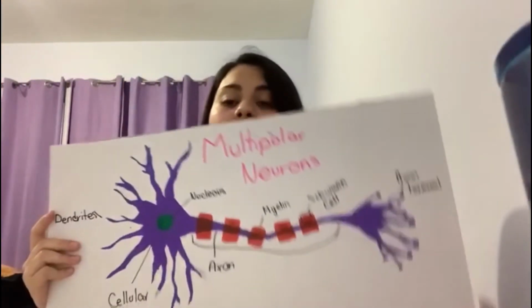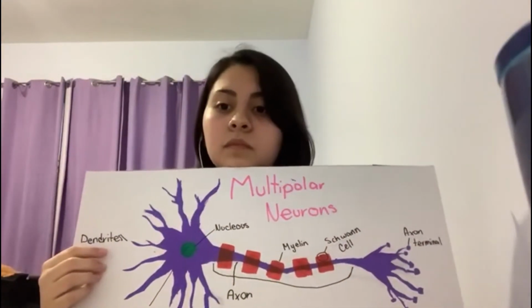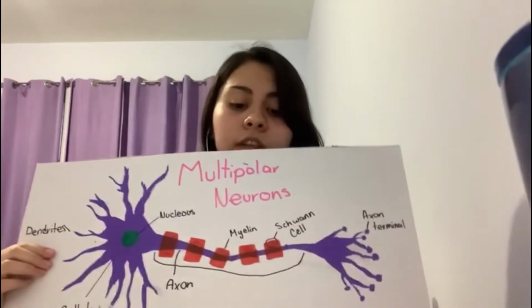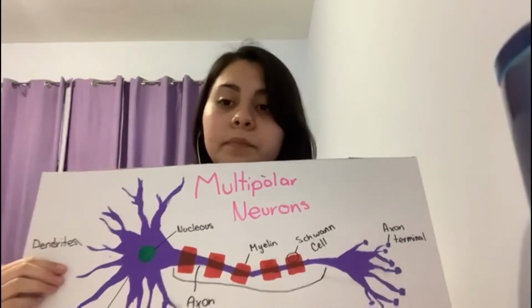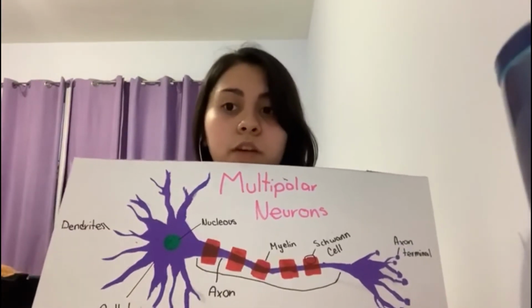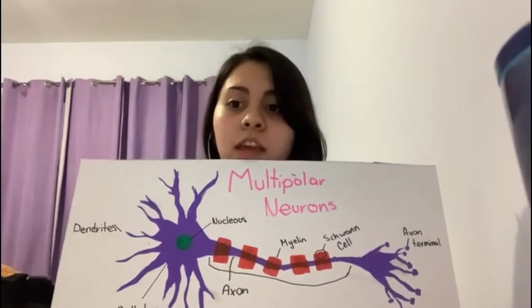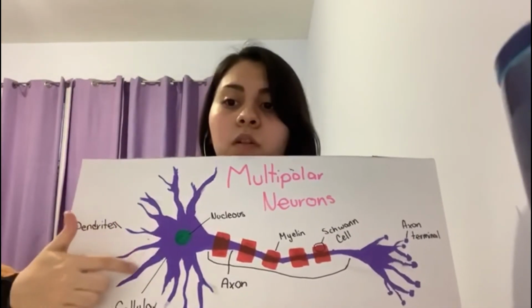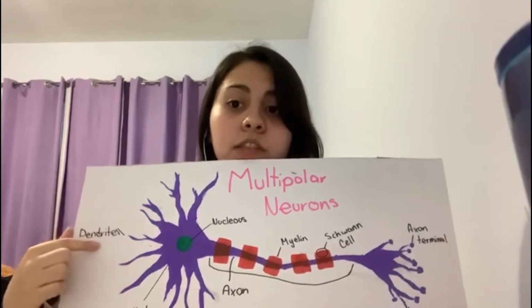Hi, my name is Camila Chavez, and I'm going to explain about the multipolar neuron. This type of neuron is the most abundant one in our body. This is because its main function is to transmit information from one neuron to the other. And this is possible thanks to these little branches that we have here called dendrites.